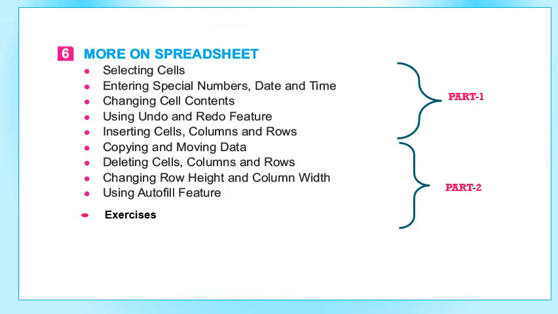Selecting cells, entering special numbers, date and time, changing cell content, using undo and redo feature, inserting cells, columns and rows. In the next chapter, we will study about copying and moving data, deleting cells, columns and rows, changing row height and column width, using autofill features, and the exercises of this chapter. Let's start.